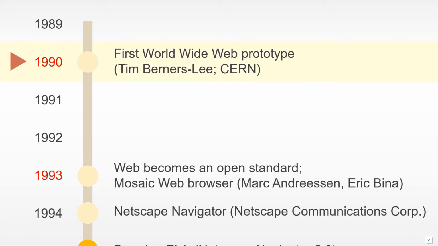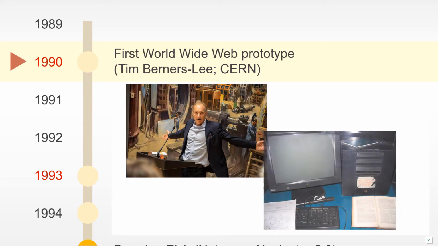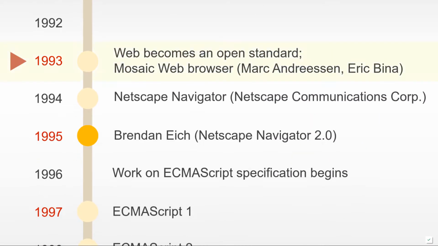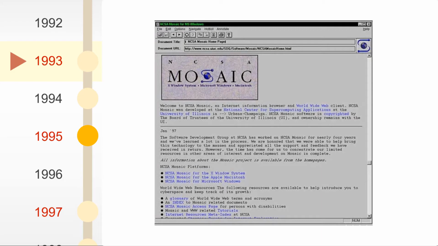Even though the story of JavaScript begins in 1995, we should really start the story 5 years earlier, when at CERN, the European Organization for Nuclear Research, a fellow called Tim Berners-Lee devised the technologies behind the World Wide Web. In 1993, the web became an open standard, and a number of browsers quickly came about, the most prominent of which was the Mosaic Web Browser.